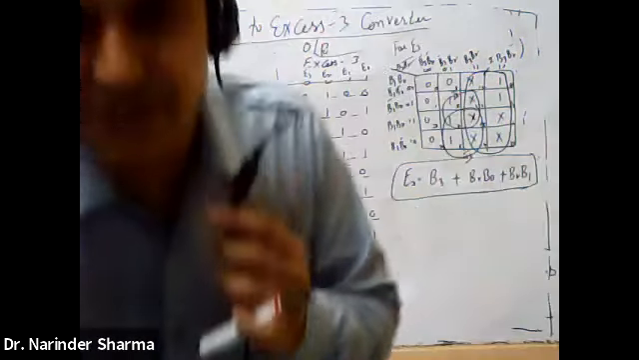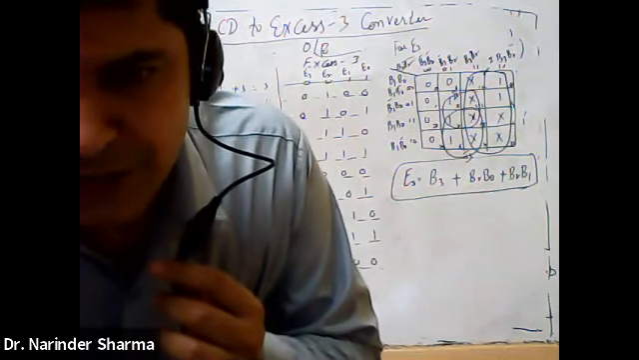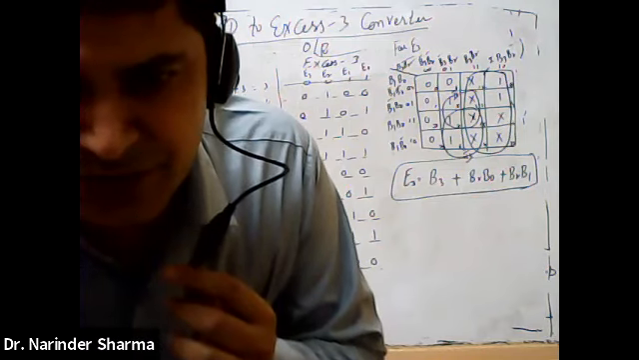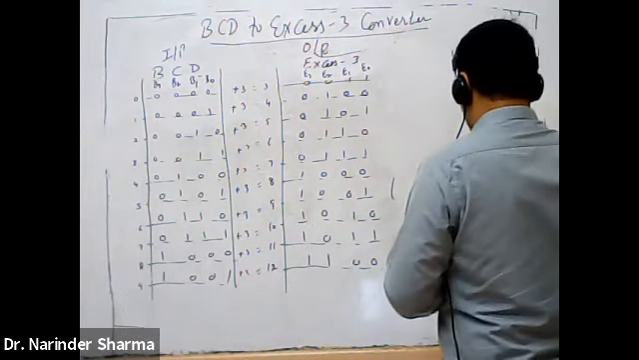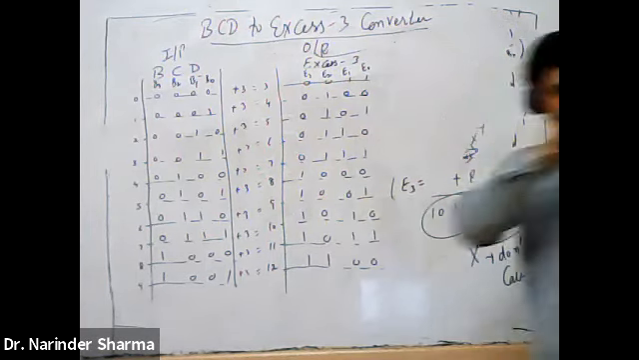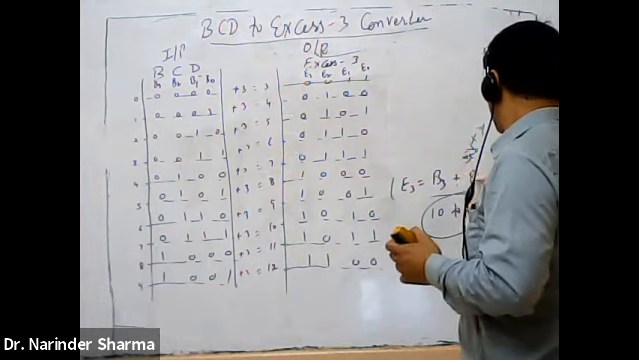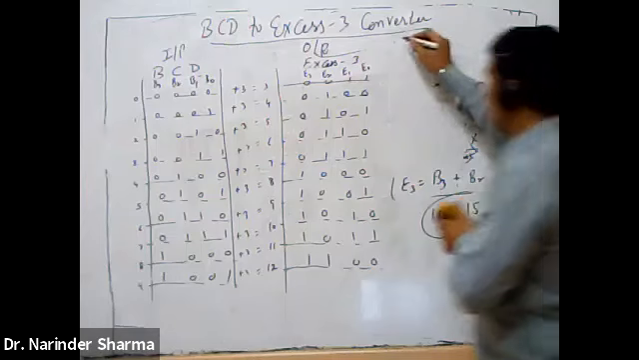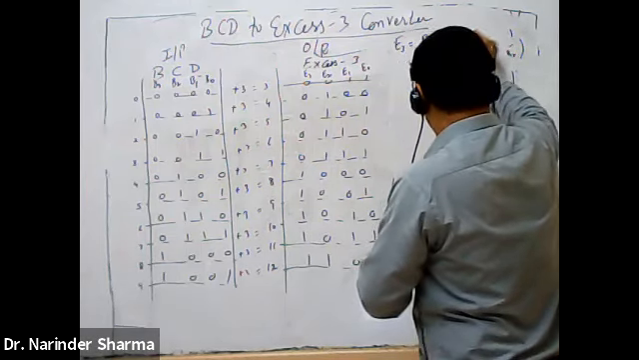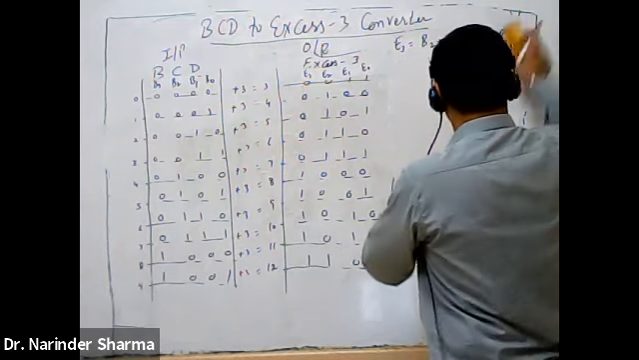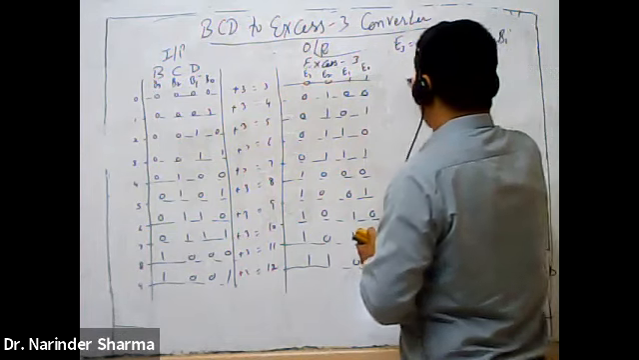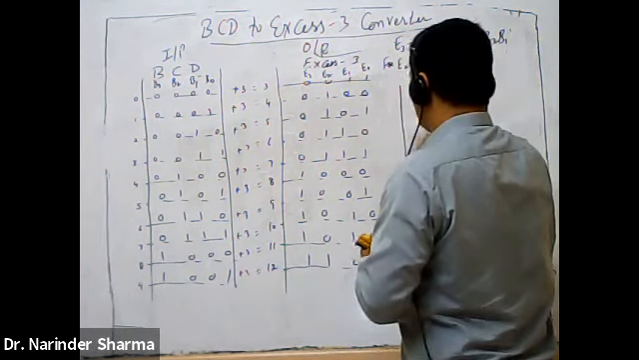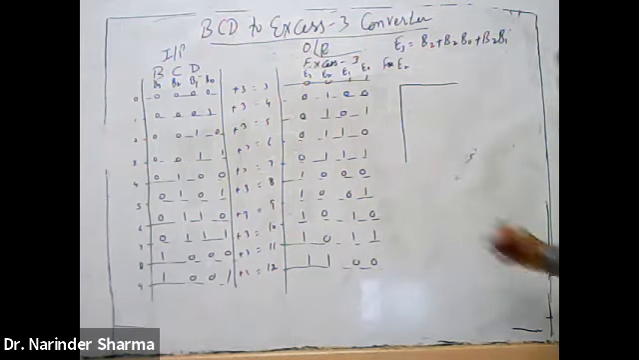Similarly, we can pursue for the others, E2, E1, E0. So for E3, what we have computed: E3 is equal to B3 plus B2 B0 plus B2 B1. Now, for E2, the same method we will adopt.